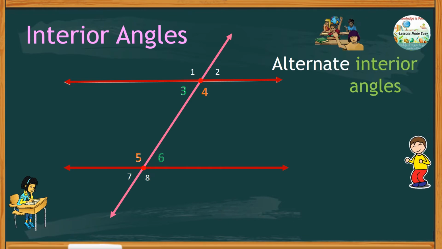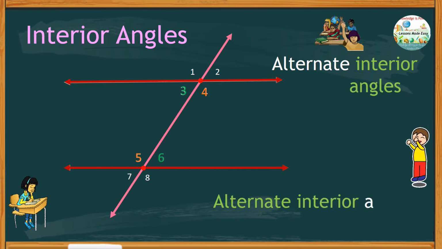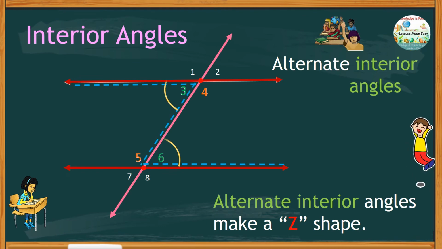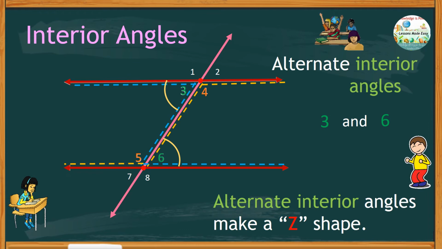Earlier we said corresponding angles make an F shape, but alternate interior angles make a Z shape. Can you find the Z shape? Here is the first one. These two angles are a pair of alternate interior angles, 3 and 6. Can you find the other one? Here is another Z shape. These two angles, 4 and 5, are another pair.